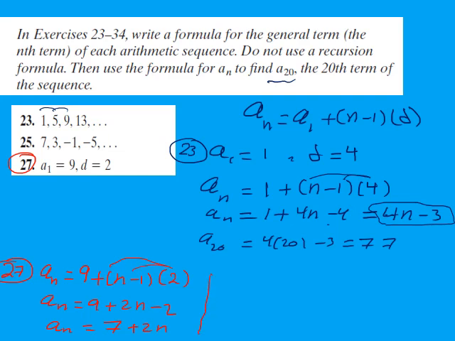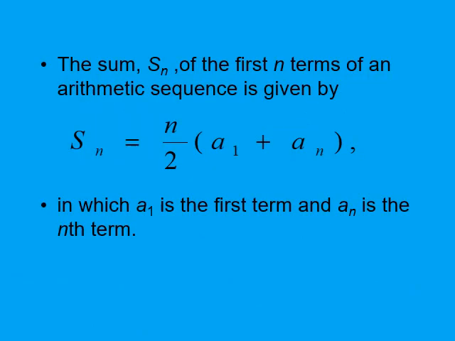So what if I want to find a20? It's 7 plus 2 by 20, so it's equal to 47. The sum of the first n terms of an arithmetic sequence: I'm using this rule. Sn is equal to n divided by 2 multiplied by the first term and the last term, to find the sum of a specific number of values in an arithmetic sequence.